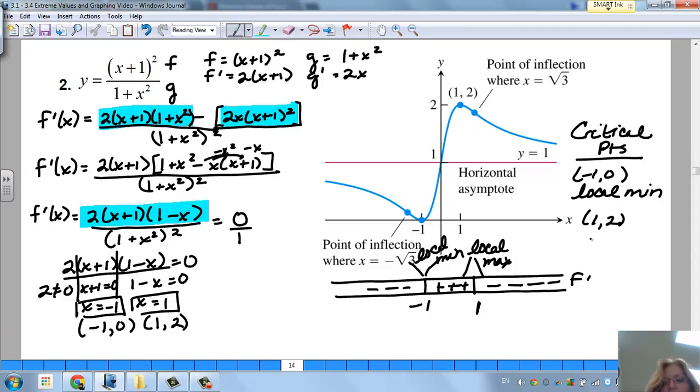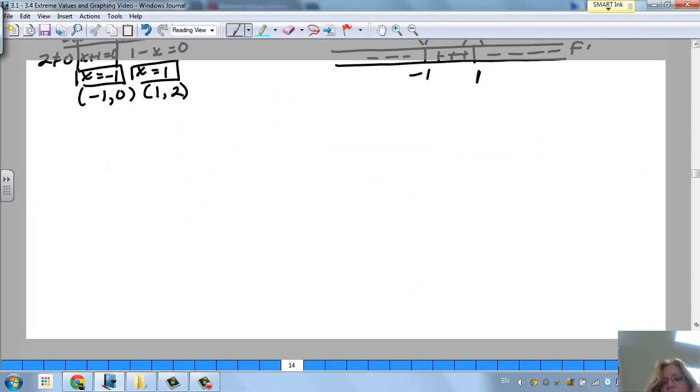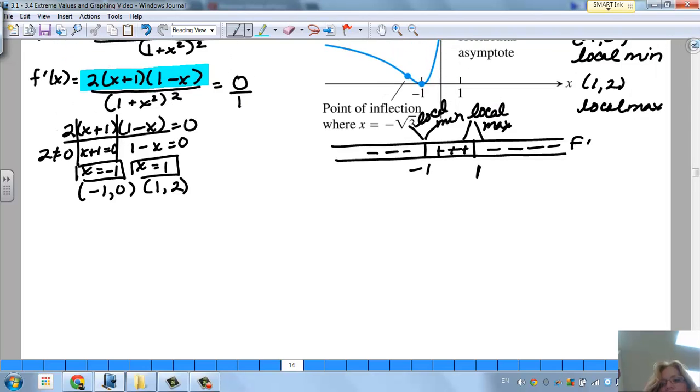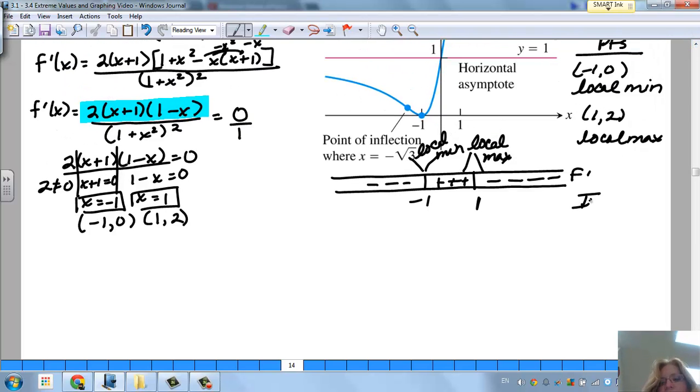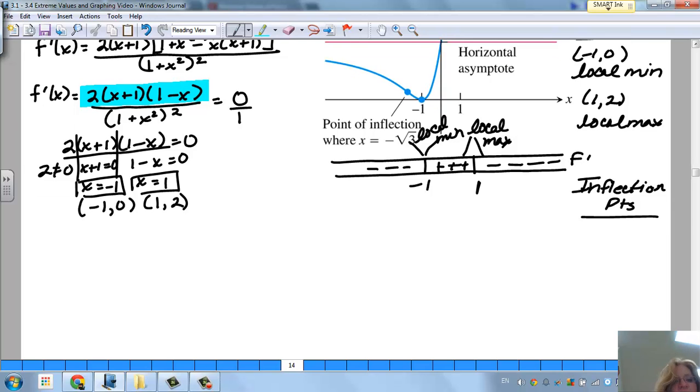1, 2 is a local max. So we've talked about critical points. The next thing I want to find, we have to find some inflection points. So I'm just going to keep going down here on the right hand side. So I've got some inflection points to see what I can find. So we're going to have to do the second derivative.